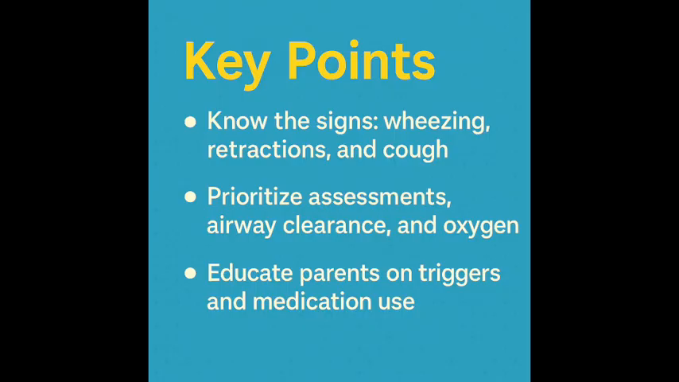Without enough functional surfactant, the alveoli collapse, atelectasis, making breathing incredibly difficult and leading to poor gas exchange. There's also an inflammatory process involved. The incidence of RDS is inversely proportional to gestational age. The earlier the baby is born, the higher the risk. What does RDS look like?